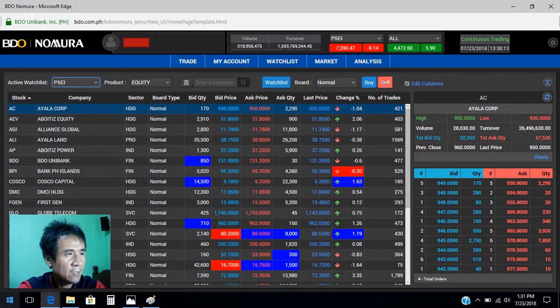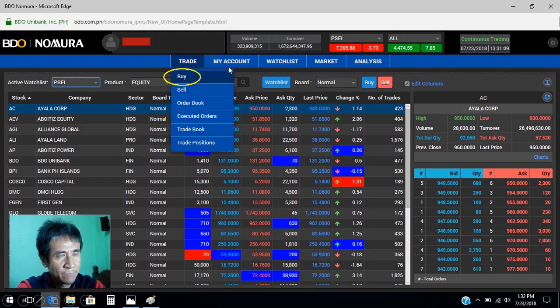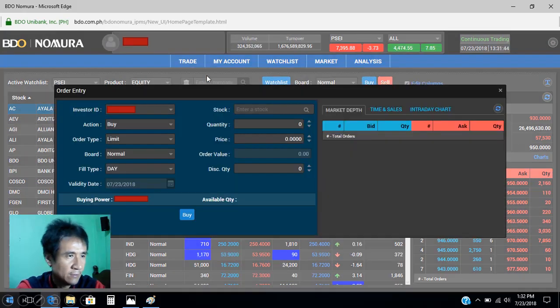So we will go back again to the NOMURA trading platform. So in order for you to buy, there are two ways. One, you have to click it here, buy, or you have to go to trade. So again, you have to click buy, or you will go to trade. In this example, we will go to trade. Since you are buying, you have to click buy, and it will direct you to this page. It says the order entry.